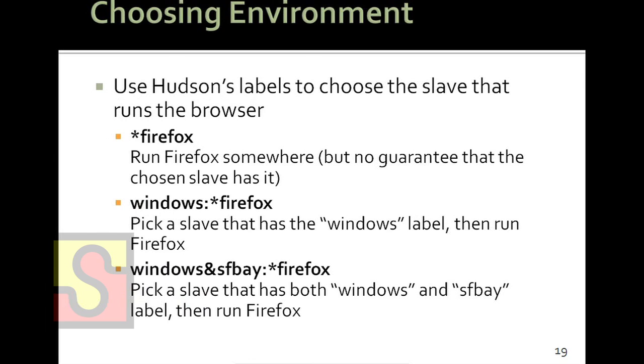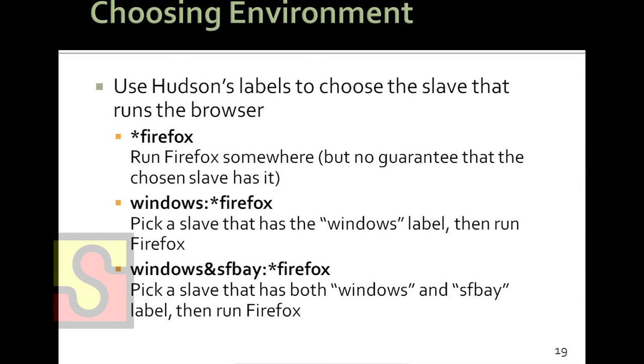Another thing in here is that Hudson uses a concept called labels to choose the different slaves that run the browser. So normally, let's say if you just say star Firefox, that's just telling Hudson to pick some slave node to run the build, and because it doesn't really know which operating system you want it to run on, it just picks one randomly. Now, this can sometimes be what you want, but sometimes it is not. So there's a bit of extension that I put in the Selenium grid that allows you to specify the environment.